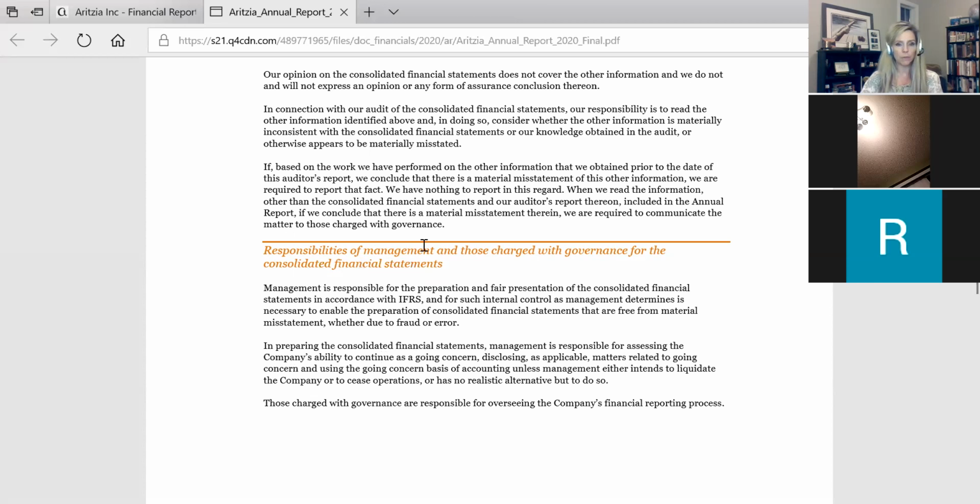And then it goes on to talk about responsibilities of management and those charged with governance for the company and their statements.